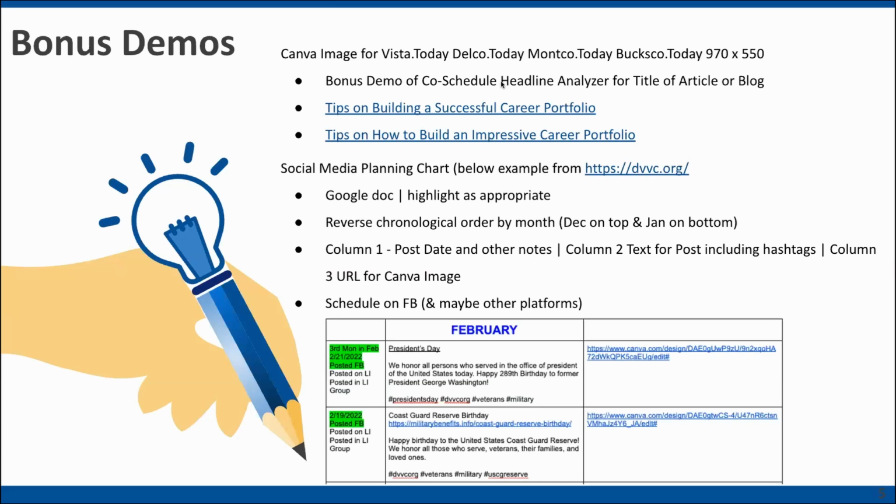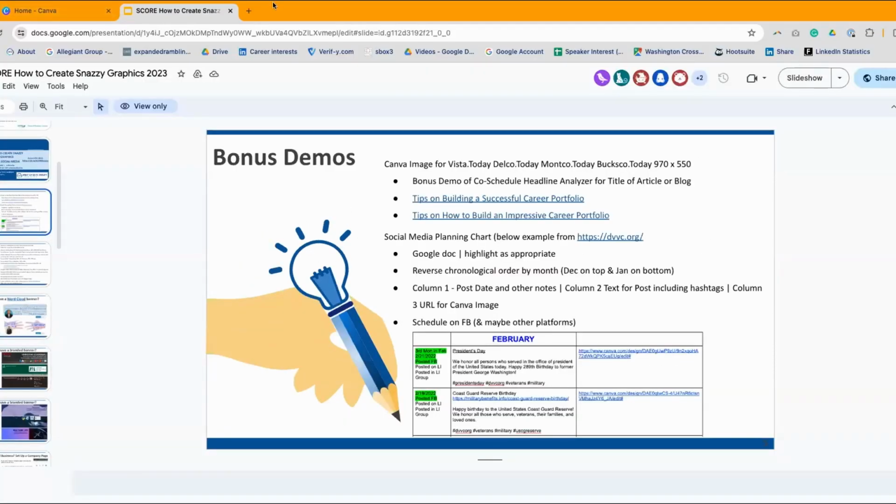but I do a workshop on how to analyze your headlines for LinkedIn, emails, blogs, etc. But what I do want to show you is the social media planning chart. So if you are going to plan social media for your business, sure, you can get a paid platform if you want, but I'm going to show you how to do it for free. What I do is use Google Docs, and I have 3 columns.